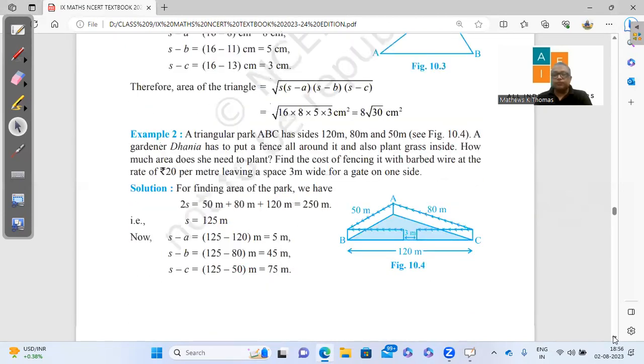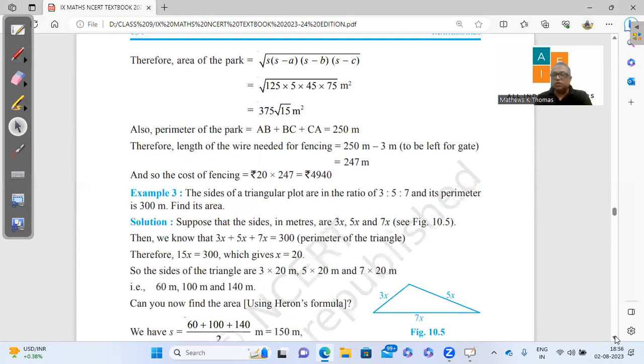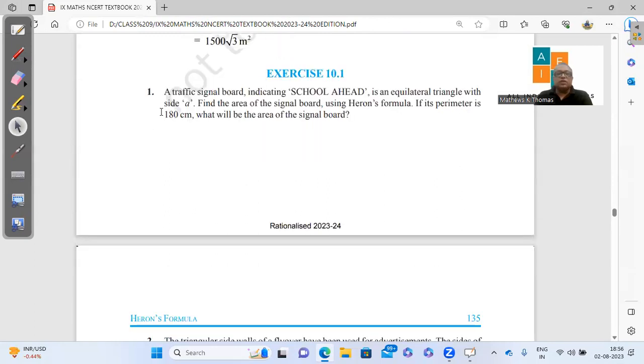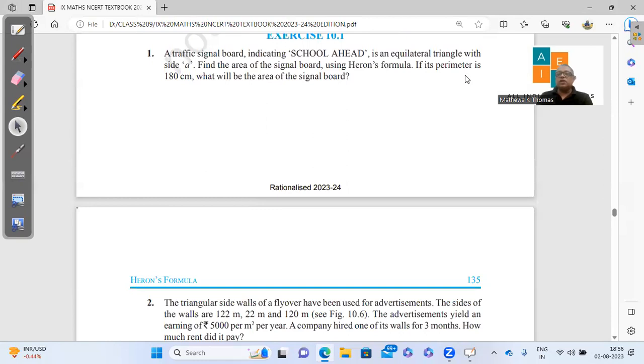So if I look at the first question, a traffic signal school ahead is an equilateral triangle with side A. Find the area of this using Heron's formula. If its perimeter is 180, what will be the area of the signal board? So there are two parts to the question. The first part is that there is an equilateral triangle of side A, right?